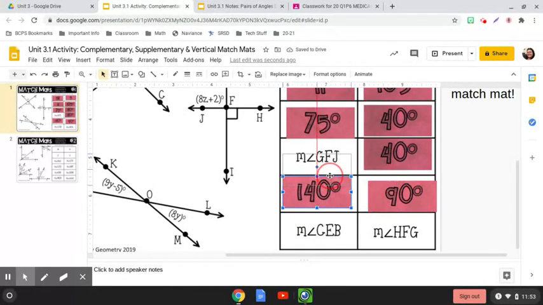Oh, what did I mess up here? I'm not sure. But let's move on.